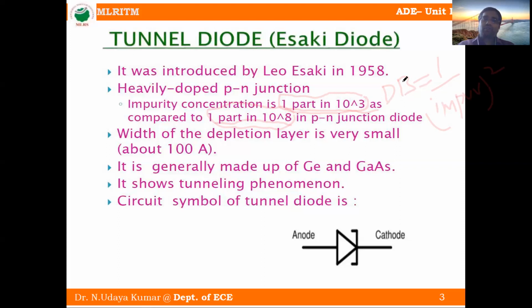So we know that a tunnel diode is heavily doped. Heavily doped means the impurity concentration is more, and more impurity concentration means the barrier width is very small.